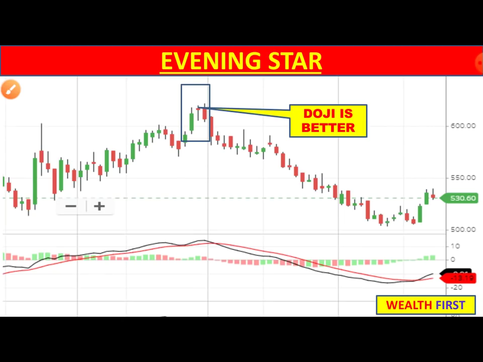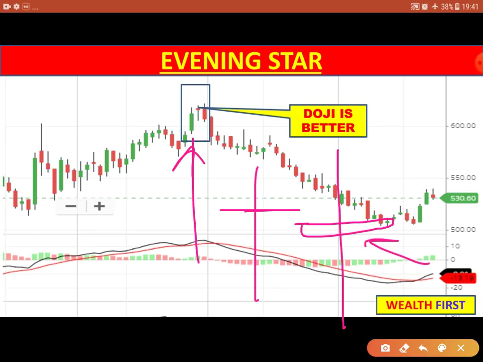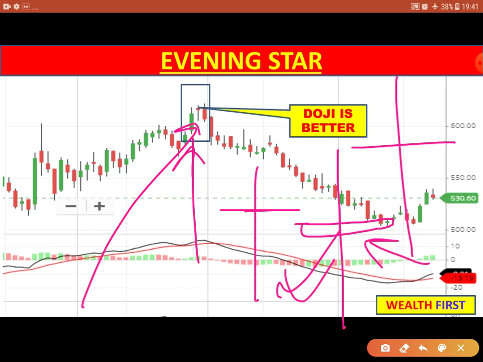Now the pro tip is, if you spot a doji here in between, this is better. A doji need not be like this. A doji can even be a very thin body with a long wick. This is also a doji. Doji does not mean only the classical doji. So even if you spot a long wick doji here and you find the second candle here, because you will not get the ideal kind of setup, a minor amendment can be there.